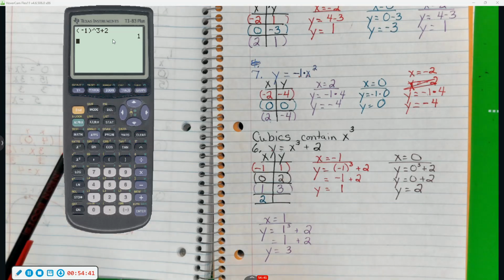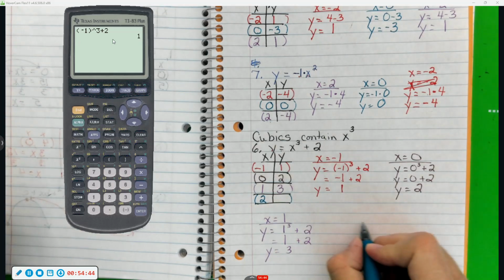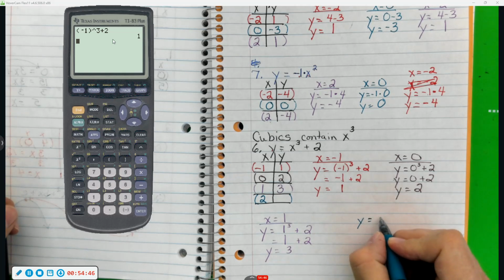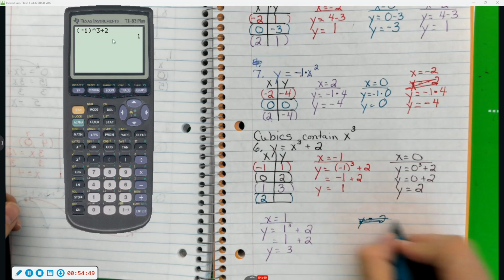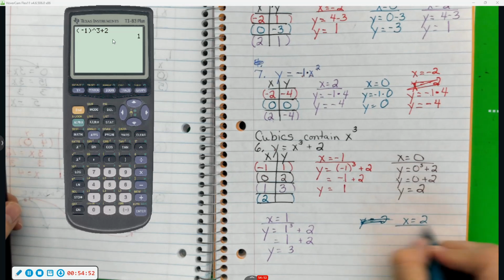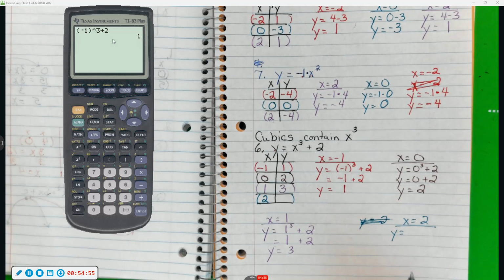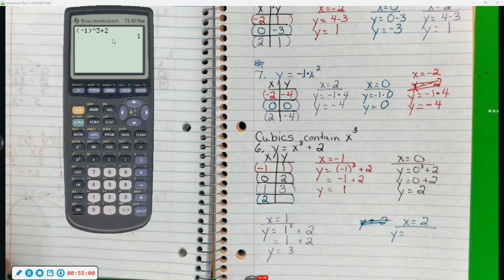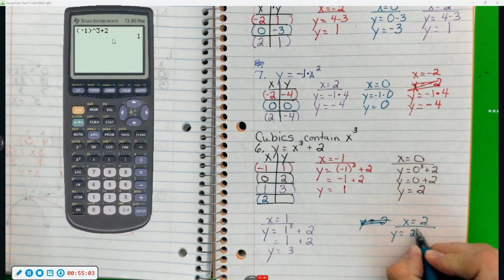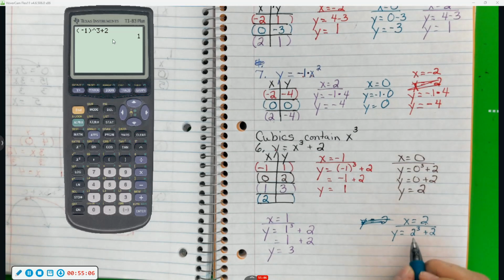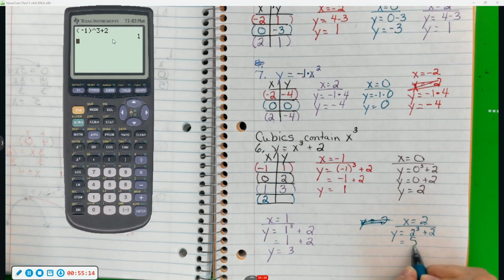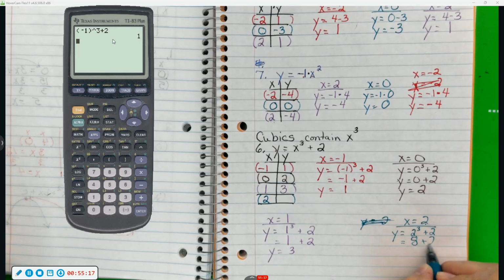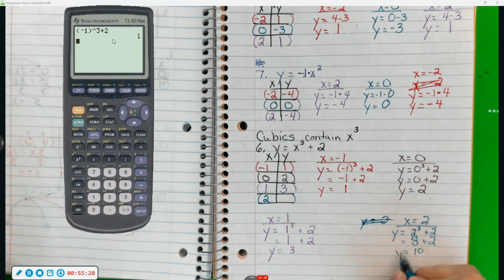And one more. What about y equals x cubed plus 2 with a 2 plugged in for x? 2 cubed, don't say 6. That's the common mistake. 2 times 2 times 2. 2 times 2 is 4 times 2. Is that going to be an 8? Plus 2. Are we getting 10?